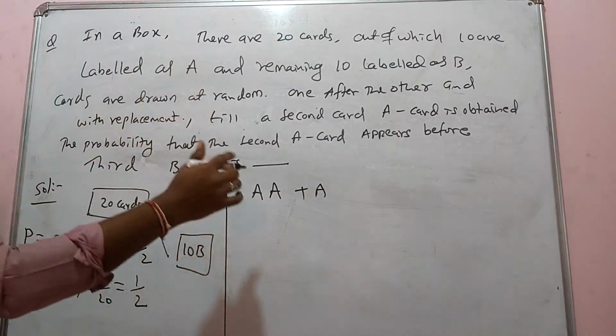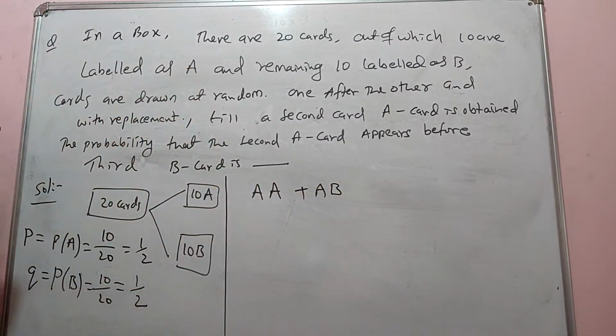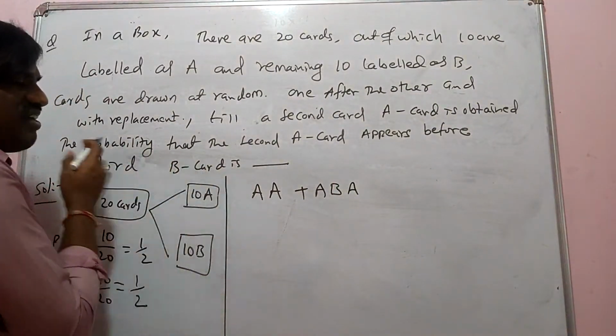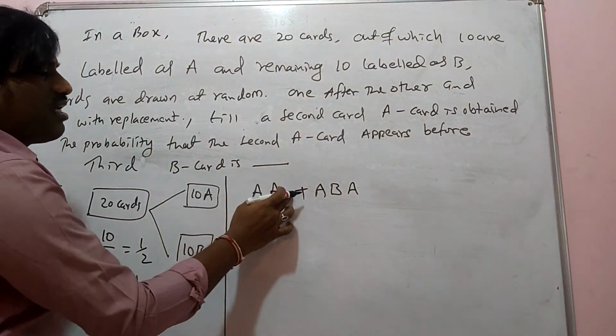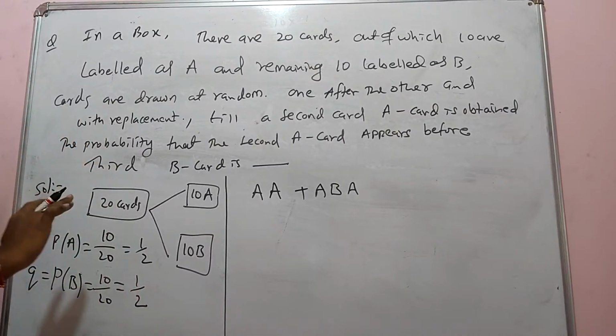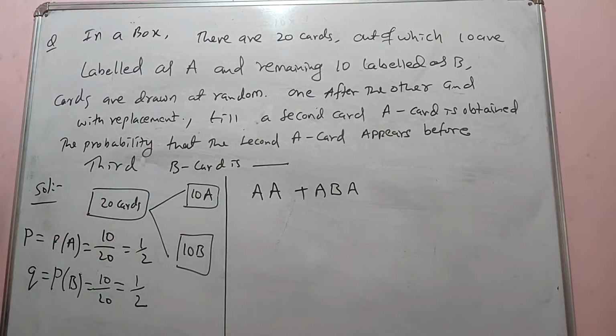Then I take again, and I may get the B card, not the A card. Now the second time I get B, then I go again and I get A. So the second card I got A. In the first case I got A, then I got A. So getting A the second time is my success. It means I have to get A 2 times.